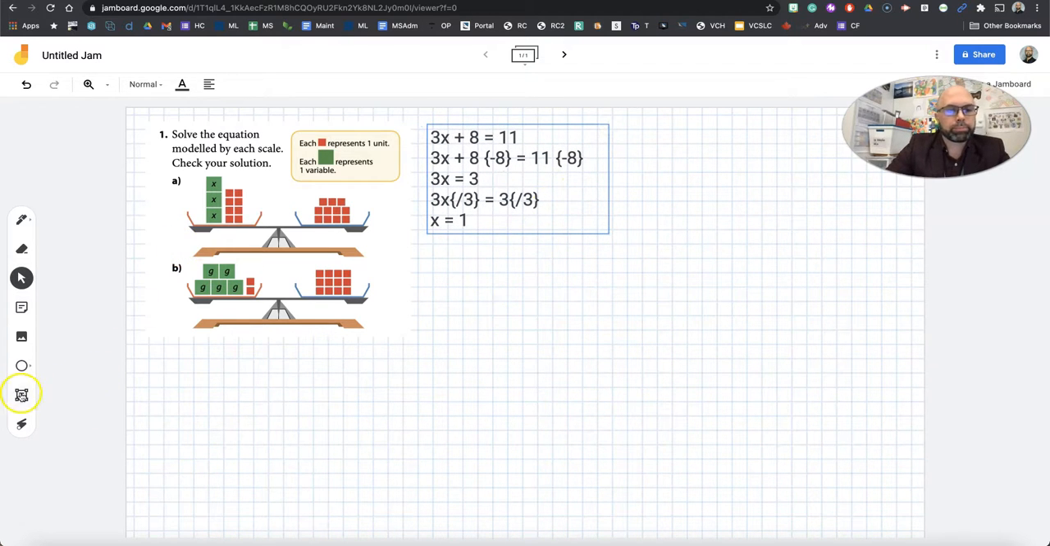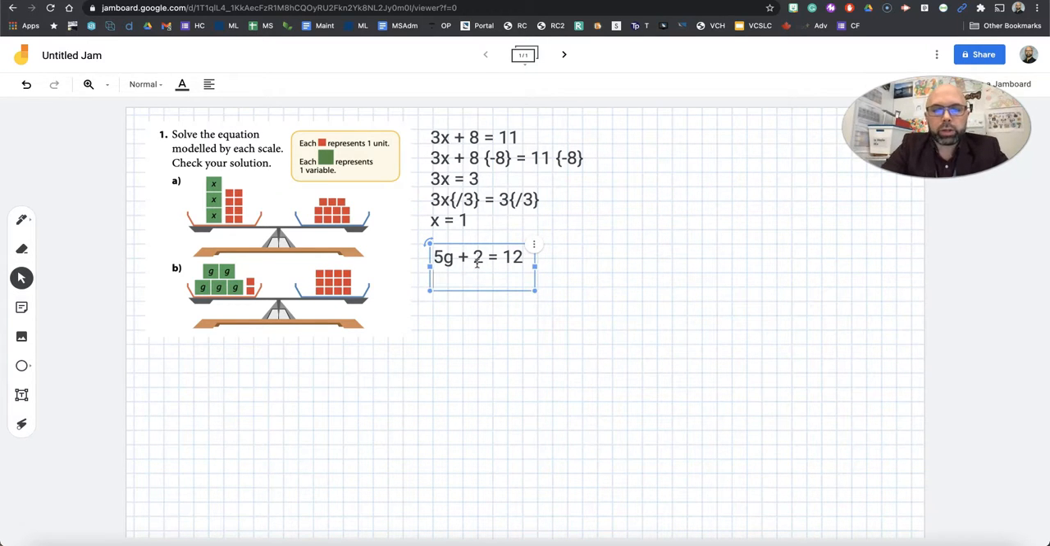Let's talk about B. Okay, so now we've got 5g plus 2 equals 12.